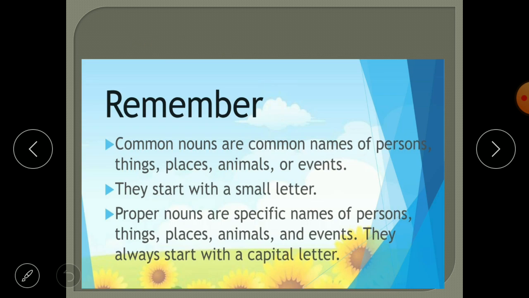Children, there are few things which you should remember. Common nouns are common names of persons, things, places, animals, or events, so they start with a small letter. But proper nouns are specific names of persons, things, places, animals, and events, so they always start with a capital letter. It's very important that you remember that proper nouns, the names of any person, thing, place, and animal, should always start with a capital letter.